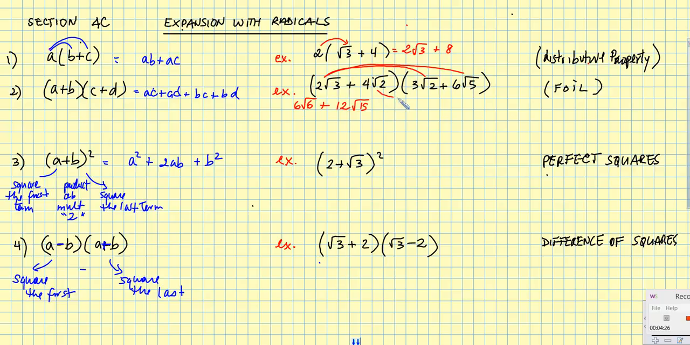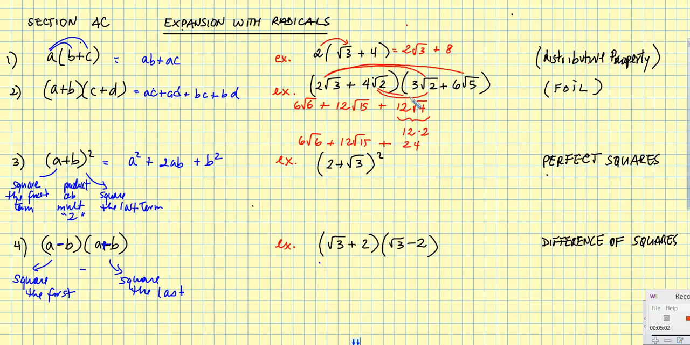Next one would be 4 root 2 times 3 root 2. So this one's a little bit trickier, because we've got 4 times 3 is 12, and that gives us the square root of 4. Root 2 times root 2, root 4, is really the same thing as saying 2. So this could be rewritten as 12 times 2. So in our simplification process here, we would have 6 root 6 plus 12 root 15 plus 24, because 12 times 2 is 24.